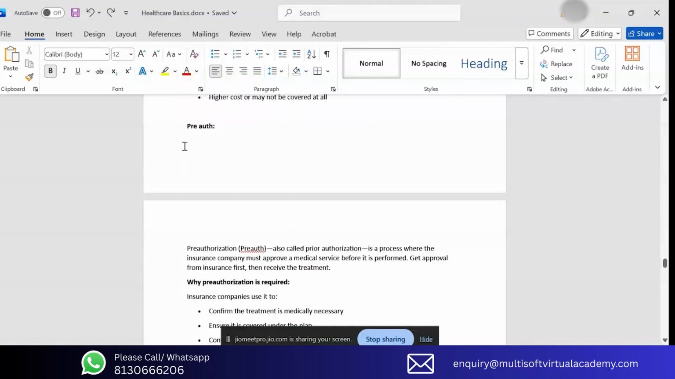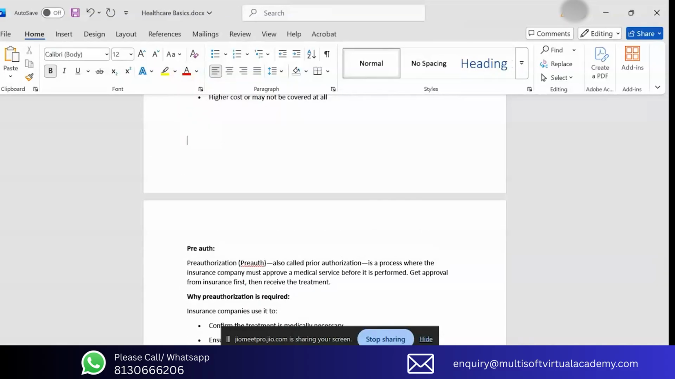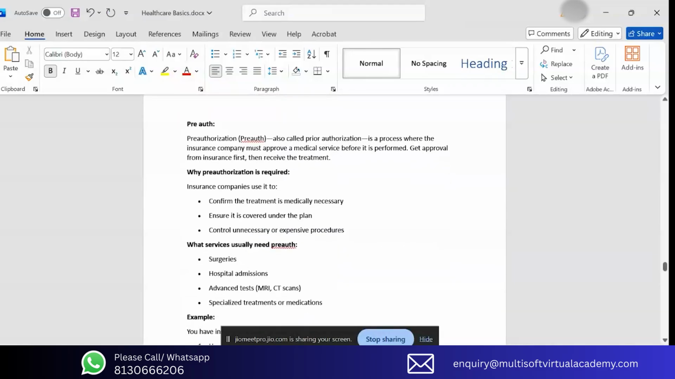Next, again one of the most important terminologies when you come into the healthcare interfaces world is pre-authorization. Any idea about pre-authorization, John? It's usually the health plan authorizing the service.